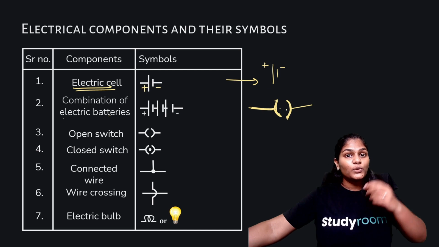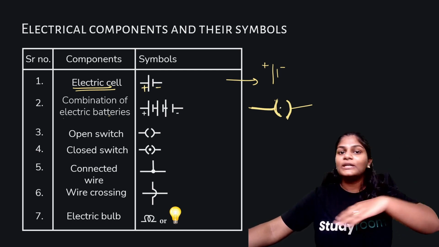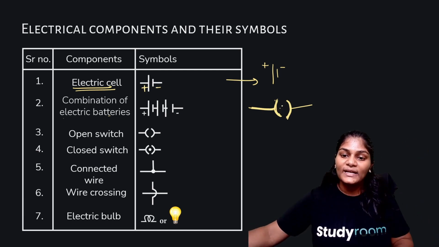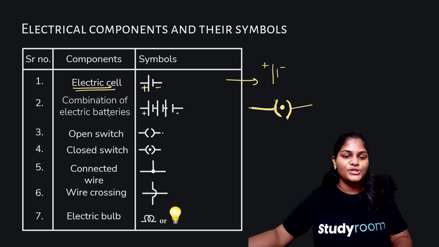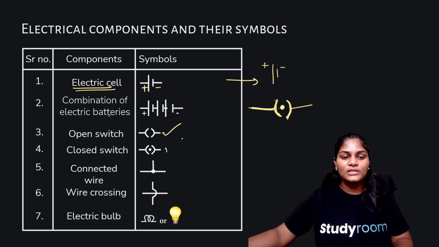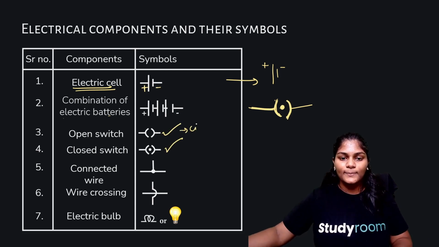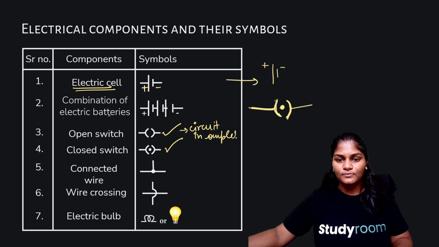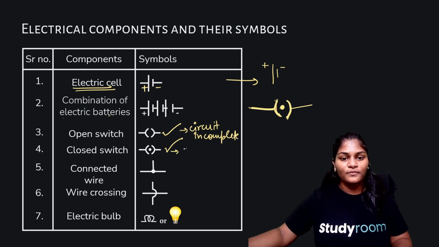And like I told you, when we put that component in, the circuit becomes complete. So how we represent that component is this one big dot in the middle. Okay, so this is an open switch. This is a closed switch. So the circuit is incomplete in an open switch. And in a closed switch, obviously the circuit is complete.